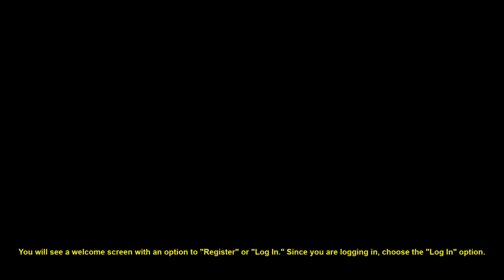Since you are logging in, choose the login option. Next, enter the phone number associated with your Signal account. Once you've entered your number, tap Next. Signal will send you a verification code via SMS. Check your messages for the code and enter it in the app. After entering the code, tap Next again.